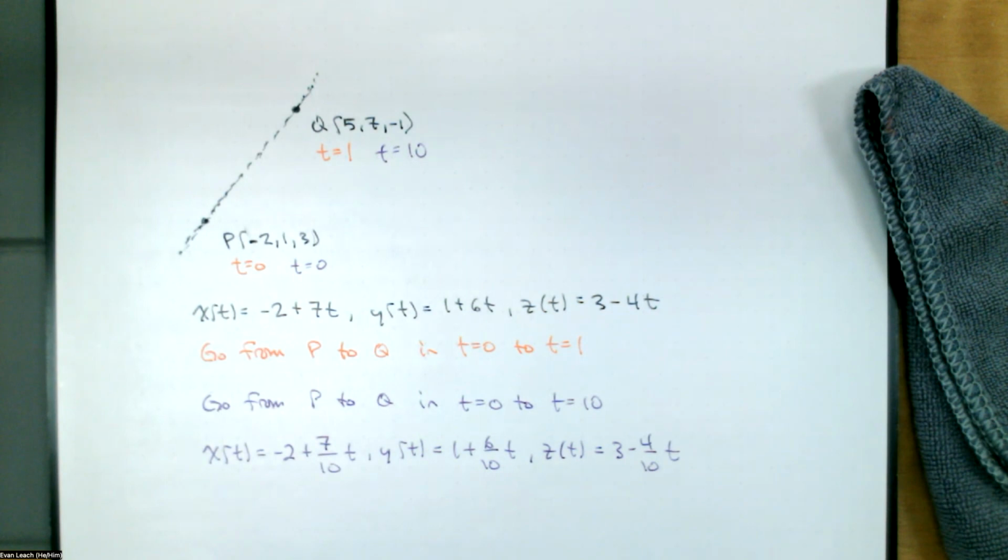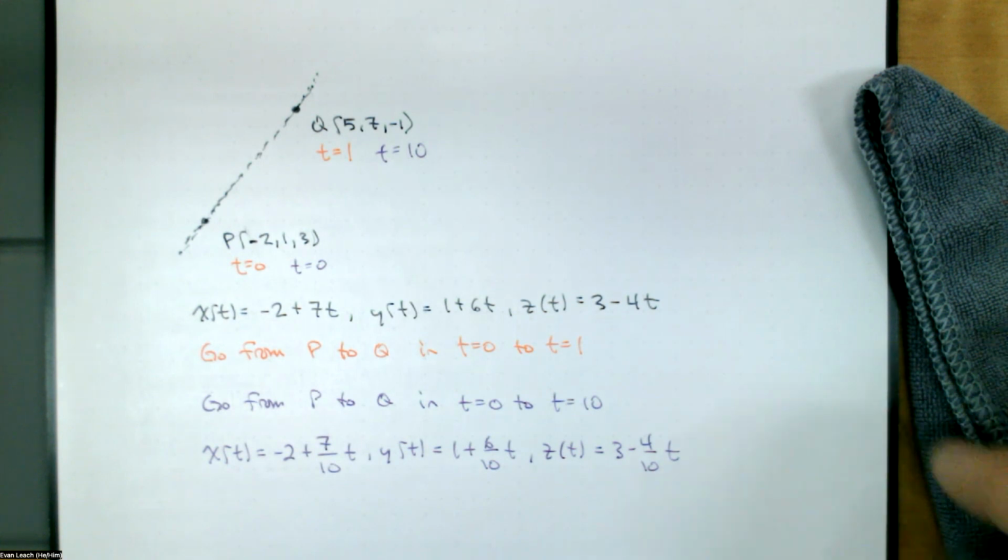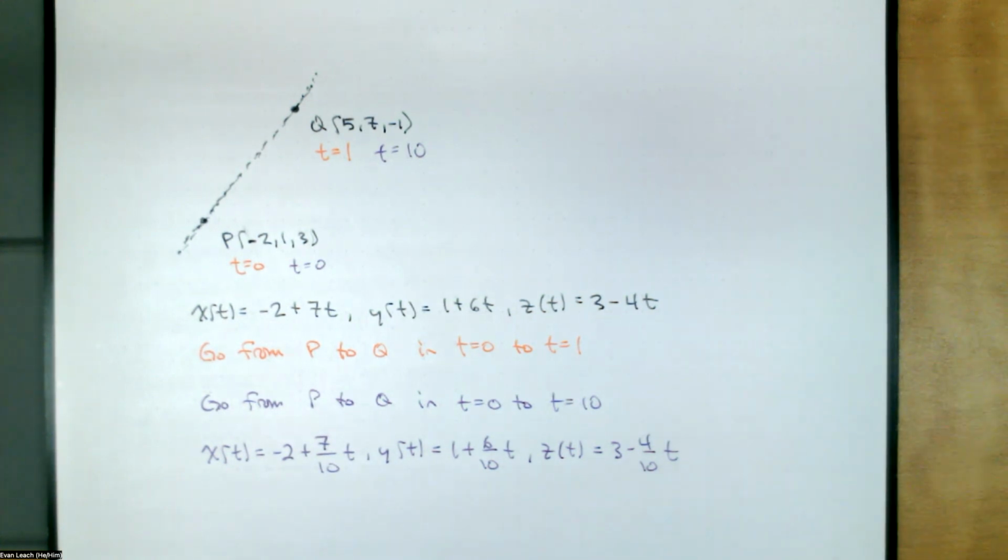Just slow down your delta t. Now when t is equal to 10, we add 7 to the x, 6 to the y, and subtract 4 from the z. Just change the run all the way across, and it won't change the angle of the line. Won't change the direction of the line.